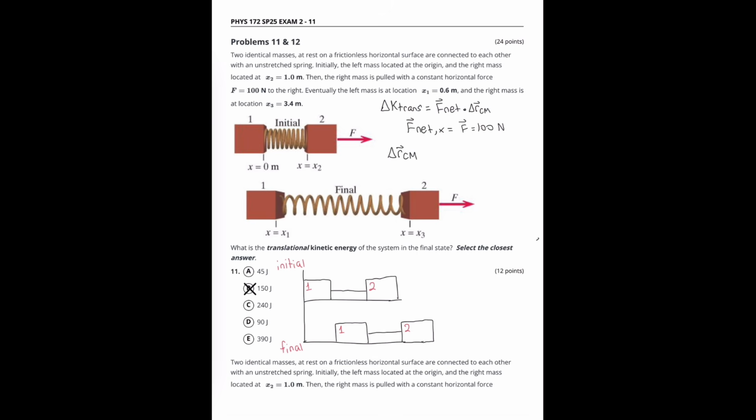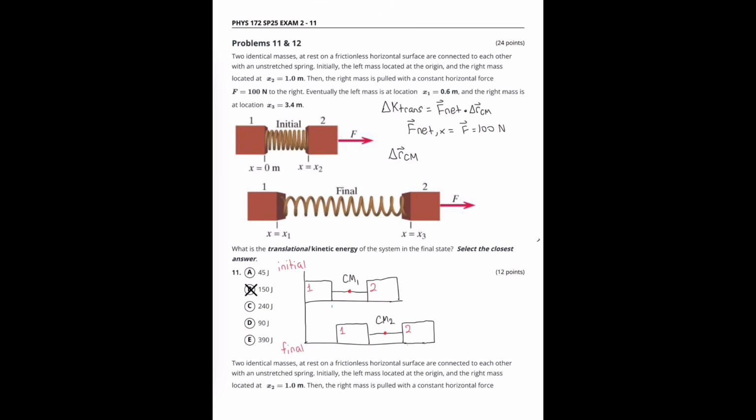And basically, we want to know the change in position about the center of mass in the middle of the two blocks and the spring, which is our combined system. So let's call this center of mass 1, and let's call this center of mass 2. We know that this is x equal to 0 meters. We know that this is x1 equal to 0.6 meters.